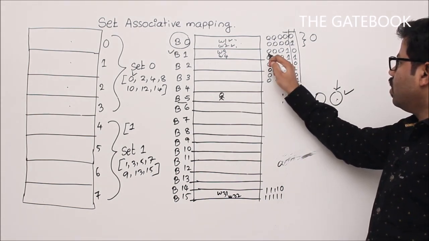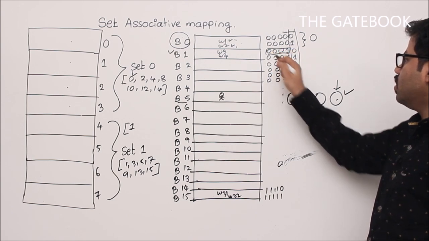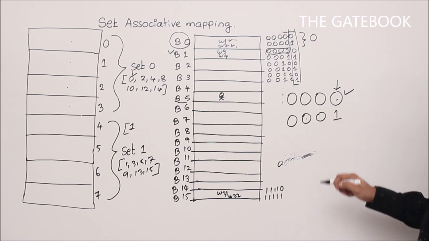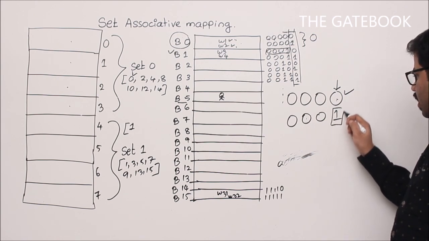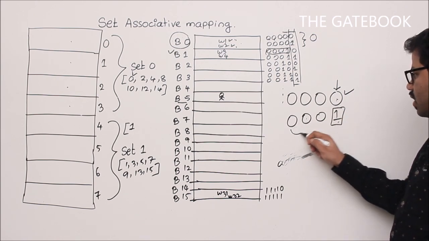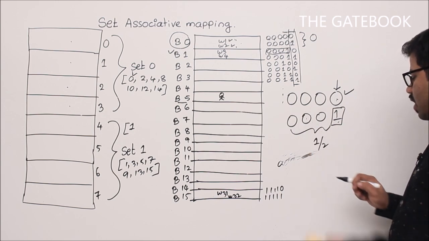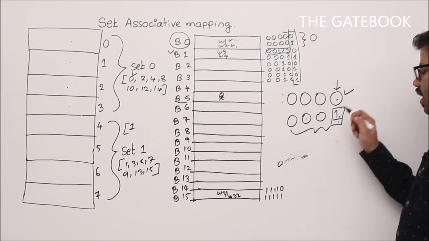Let us cross check with another one. See this one. This is block number 0001. For main memory block number 0001, this bit indicates that it is 1. If you divide this block number, which is nothing but block number 1, by 2, what is the remainder? 1. This will be indicated by that bit.